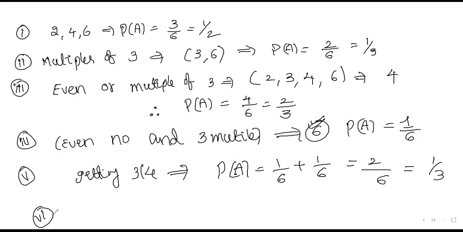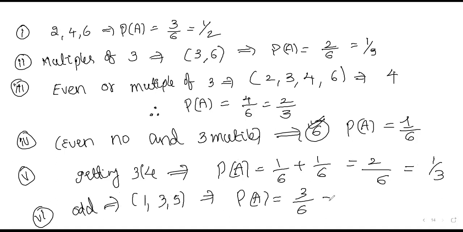Then question number 6, getting an odd number. So how many odd numbers are there? 1 is an odd number, 3 is an odd number and 5 is an odd number. So out of total 6 events, odd numbers are only 3. So the probability is 1 out of 2.